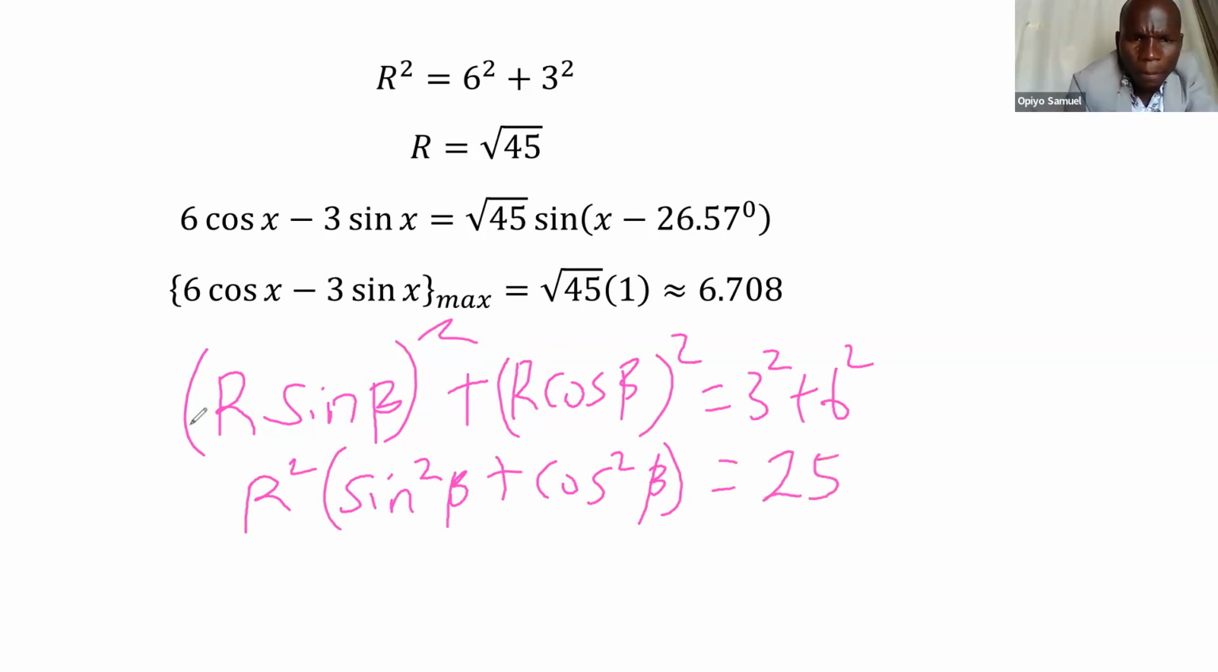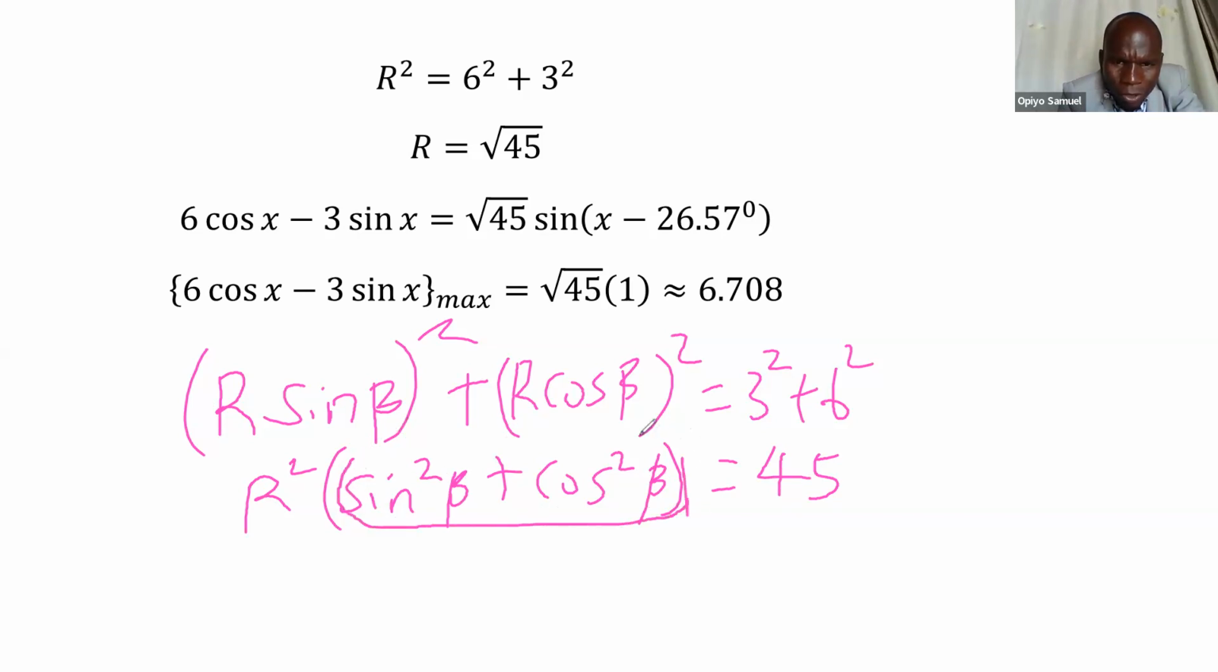I mean, this is 45. This is 9 plus 36. 9 plus 36 will give us 45. So this is 45. But sine squared beta plus cos squared beta is 1. This one gives us 1. That's why in the solution, you see it has disappeared.